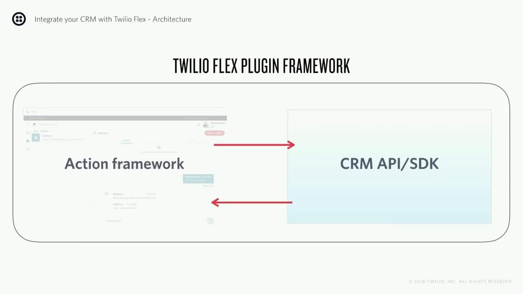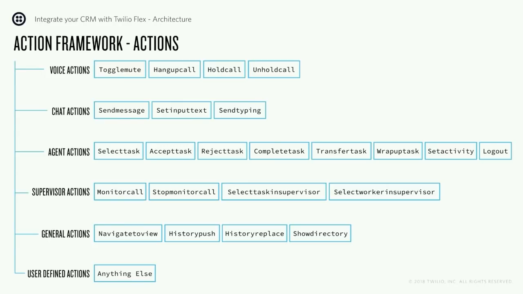Let's look at the action framework in a little bit more detail. On a high level, the action framework consists of two things: actions and events. A variety of actions are presented today: voice actions, chat actions, actions performed by agents and supervisors, general actions around navigation in the UI, and you can add your user-defined actions. A common example is accept task. This is an action that happens every now and again as a contact center agent is functional.